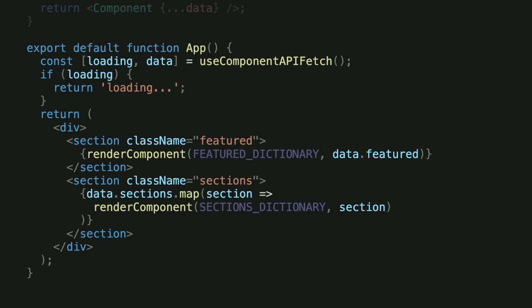So you're going to fetch from your component API, and it's loading, and that's great. But then you have your different sections that we talked about, right? The featured section and the sections field. Those implement those different interfaces, so we pass in the respective dictionaries and generically render the UI. Make sense?